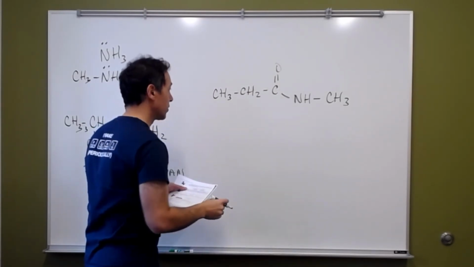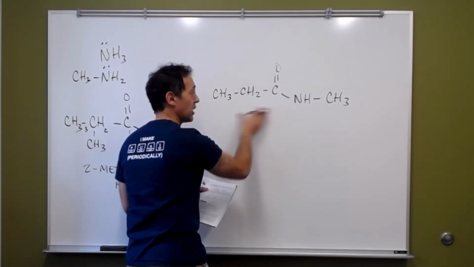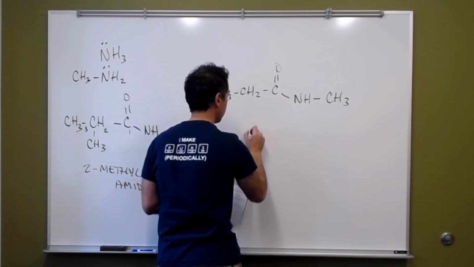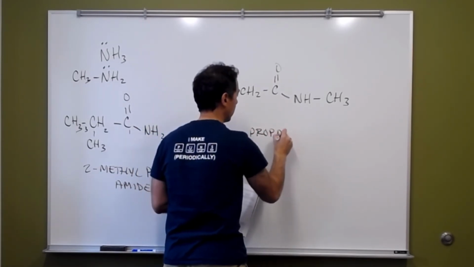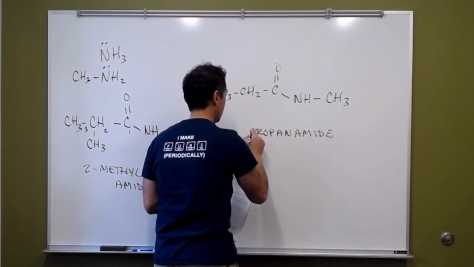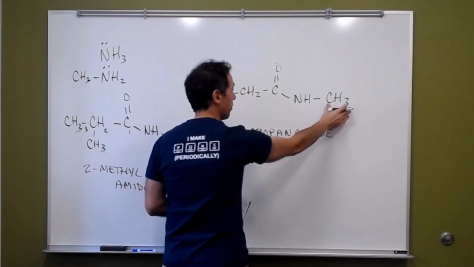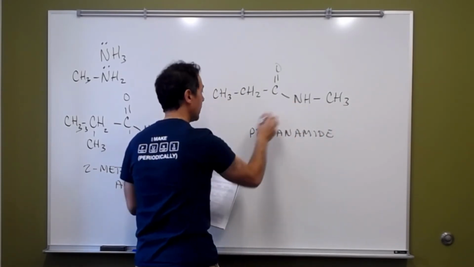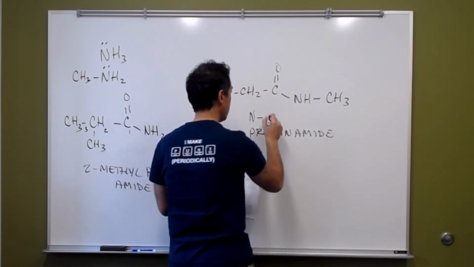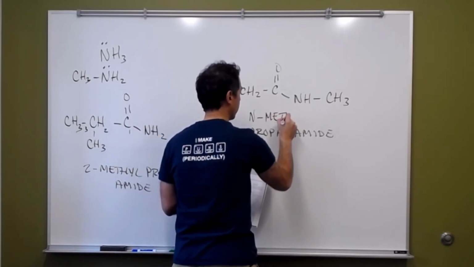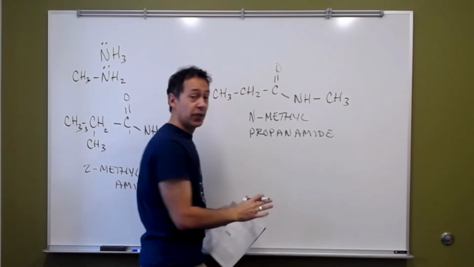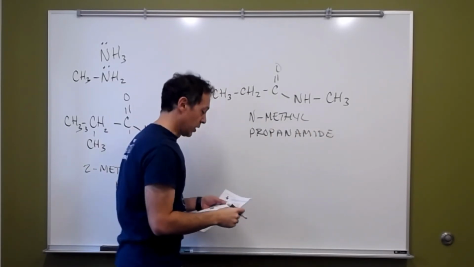And how do we name this? Well, what we're going to do is make this the base, or the root, of the molecule. So this becomes propanamide. And then we have the methyl group attached off of the nitrogen. So this becomes N, coming off of the nitrogen, methylpropanamide. And there'd be no spaces in this. It'd be just one big long word.